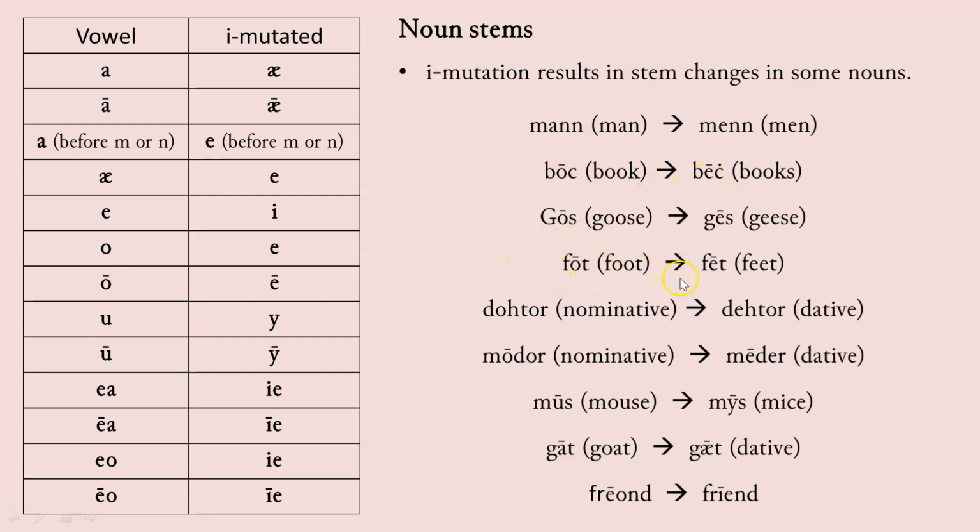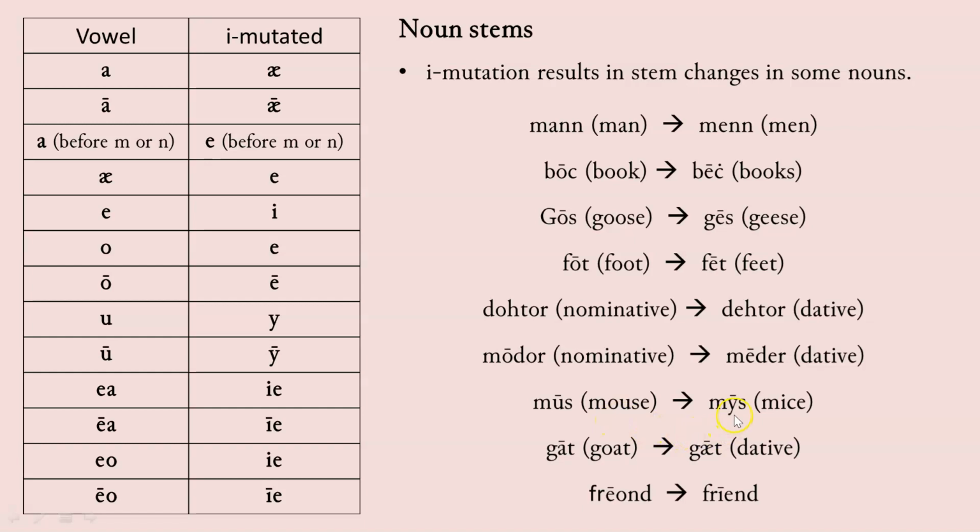Foot becomes feet, and again the same pattern occurs. Notice up here, A before an M or an N becomes an E before the M or the N. So E before the N. Dochter, nominative, becomes dechtor, dative. Notice the O goes to E, short O to short E. Moder in the nominative becomes meder in the dative. Daughter here, mother here. And notice long O to long E.